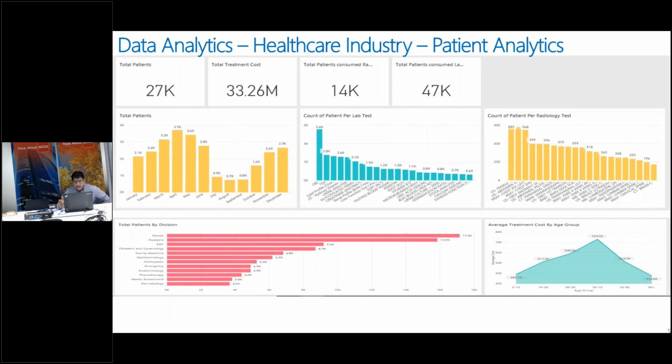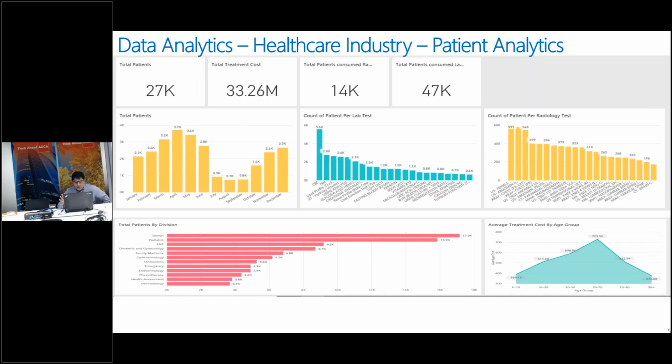Okay, in the healthcare industry, patient data is key. So for example, this is one of the dashboards only. They can see that okay, there are about 27,000 patients. So this particular data analytics is telling us that we have about 27,000 patients that are registered with an organization. Our cost to these patients for a given year, for a given period, is 33 million.